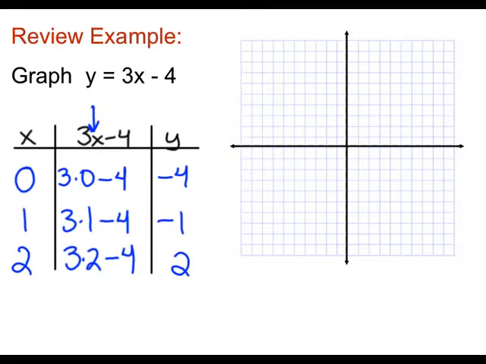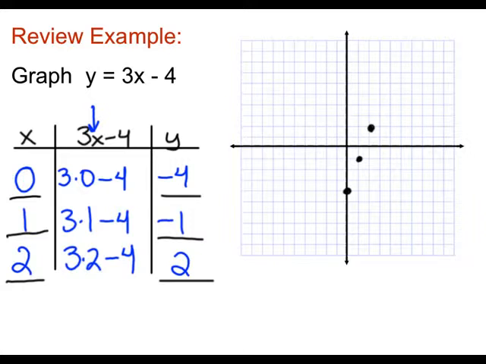After we had those, the value in the first column and the value in the last column gives you your ordered pair. So the first ordered pair we plot is 0, negative 4. I start at the center and I go 0, negative 4, and I plot a point. I then go to 1, negative 1, and I plot another point. And my third point is 2, 2. So we go right 2, up 2, and I plot my third point.